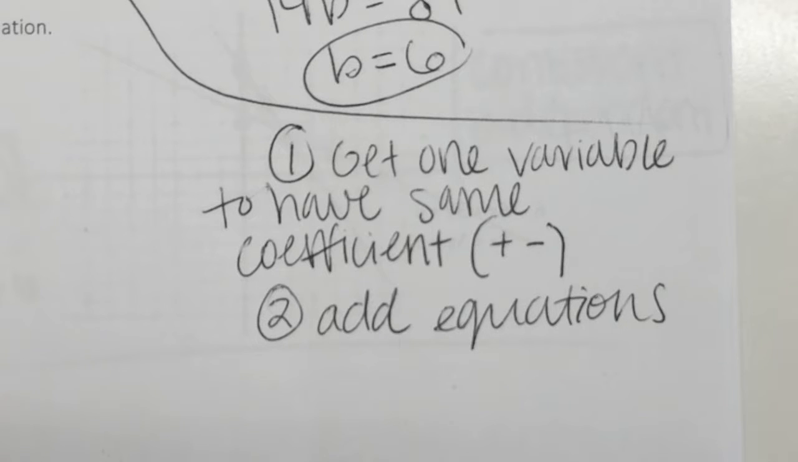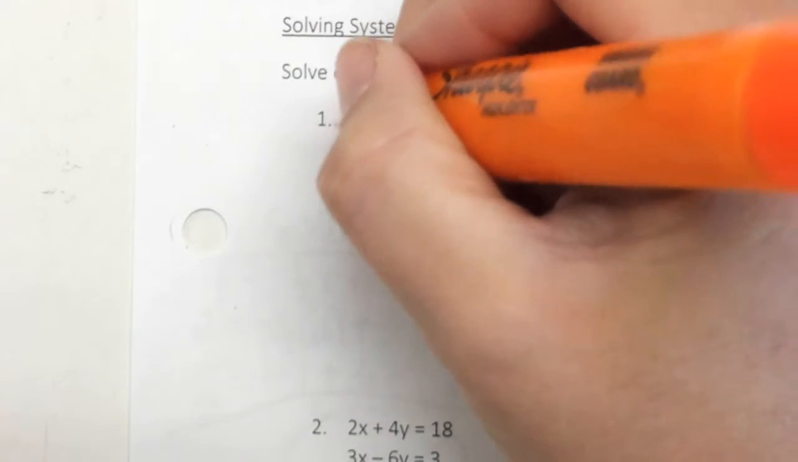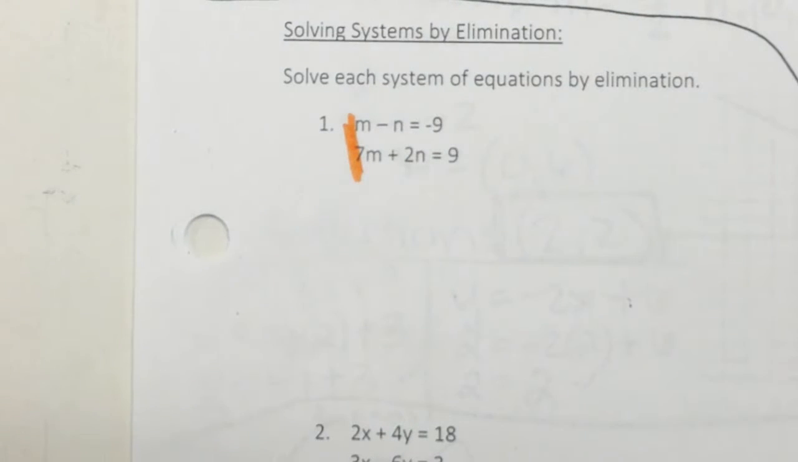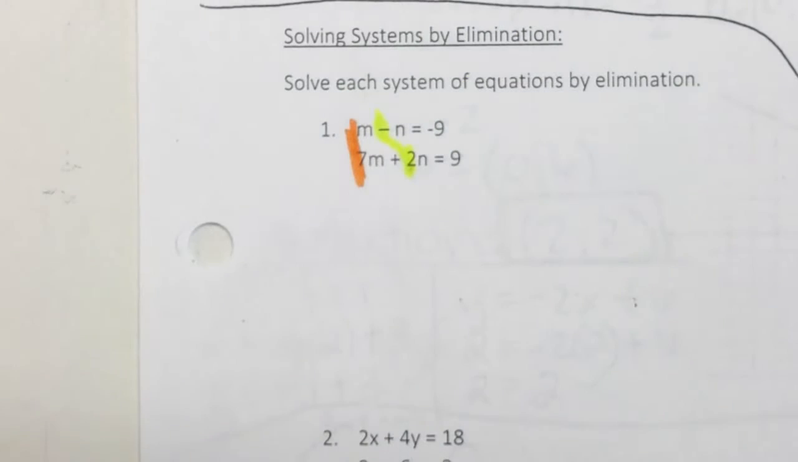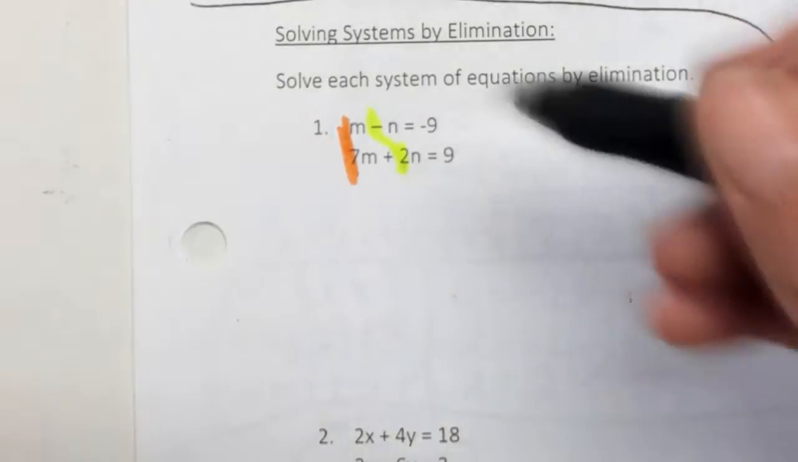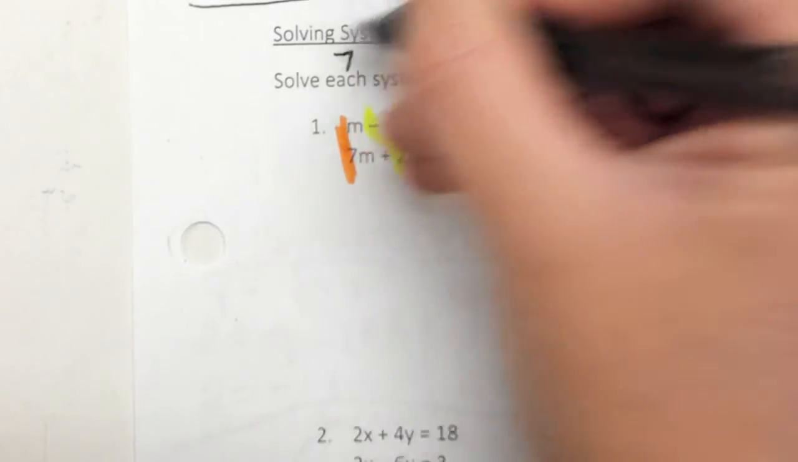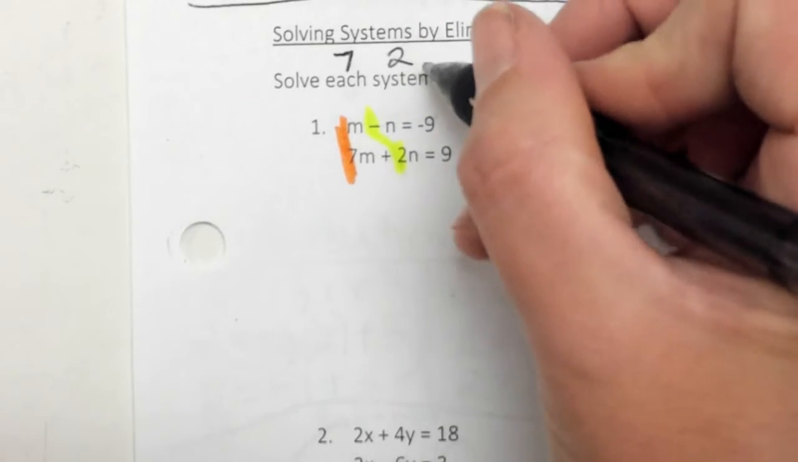The tough part is just deciding what variables to change. So let's go back. Does everybody have this written down? What are the coefficients for m? 1 and what? 7. What are the coefficients for n? Negative 1 and 2. Okay? We want to pick the ones that have the smallest common factor. So for example, what's the number that 1 and 7 can go into? 7. I'm going to write that up here. What's the number that 1 and 2 can go into? 2. Which one's smaller? 2.